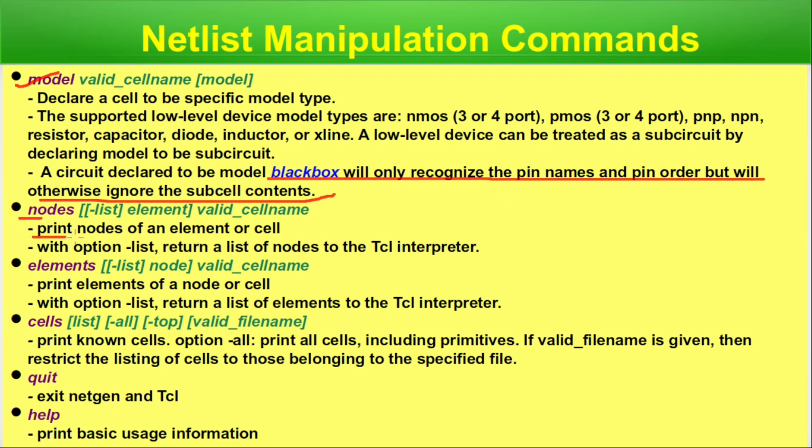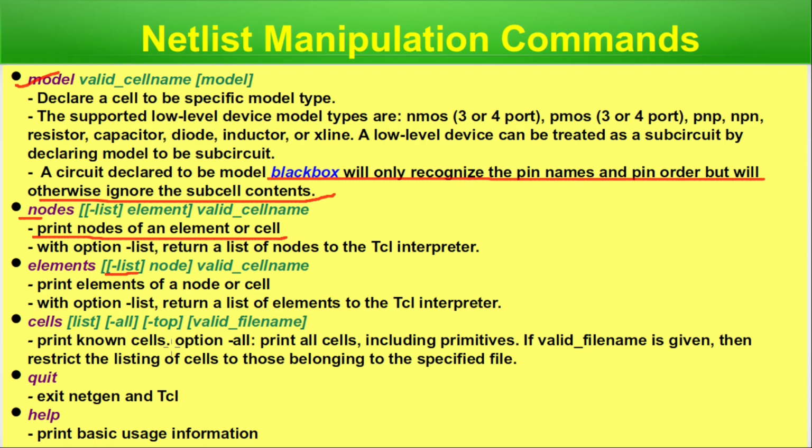Nodes: print nodes of an element or cell with option list. There are some options with list. Return a list of nodes to the Tcl interpreter. Elements: there is also a list option. Print elements of a node or cell with option list. Return a list of elements to the Tcl interpreter.